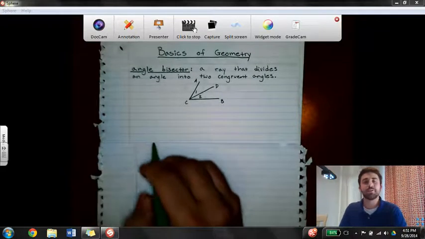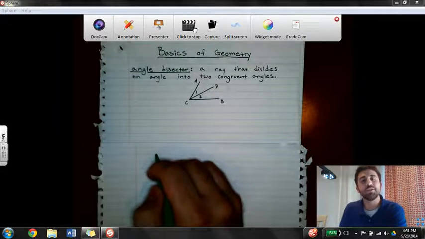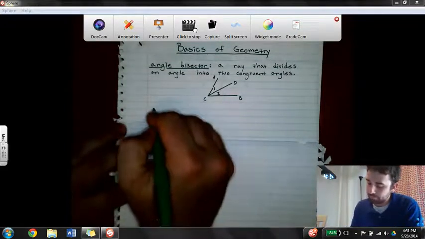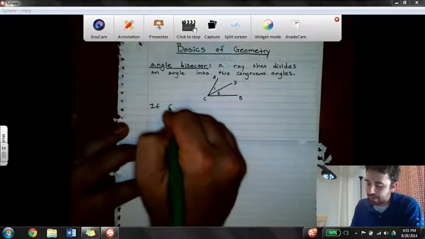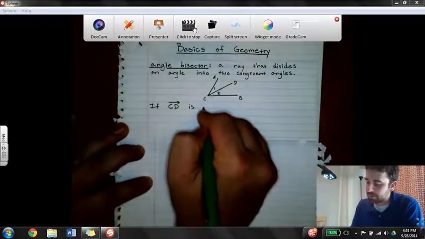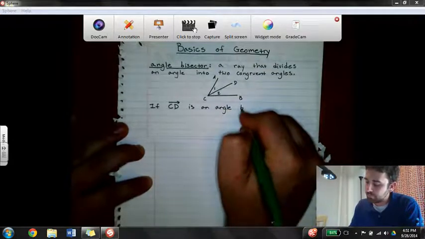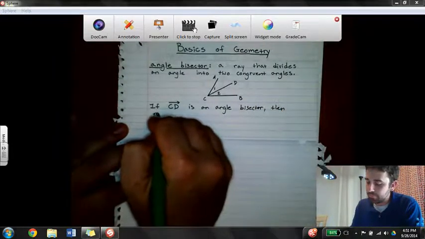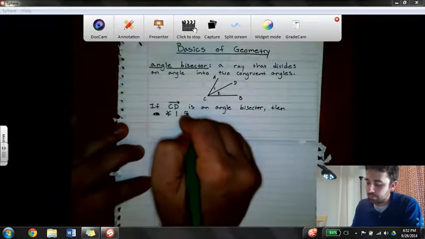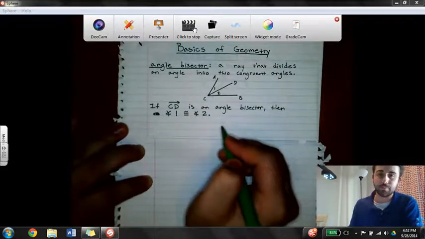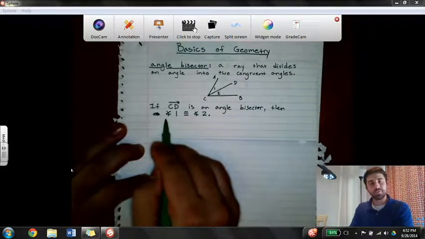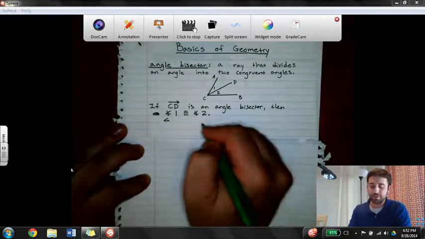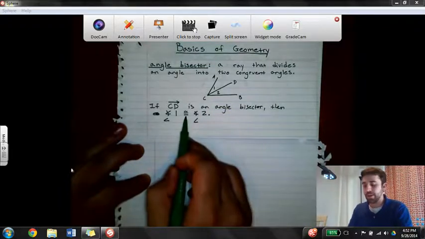An angle bisector is a ray that divides an angle into two congruent angles. So, given my drawing, if the ray CD is an angle bisector, then angle 1 is congruent to angle 2. Notice the symbols for angle. You can also write it without the measurement arc. It is the same thing. And then my congruent symbol.